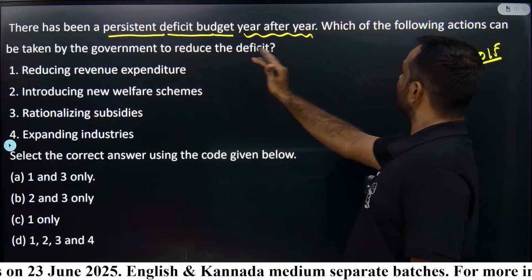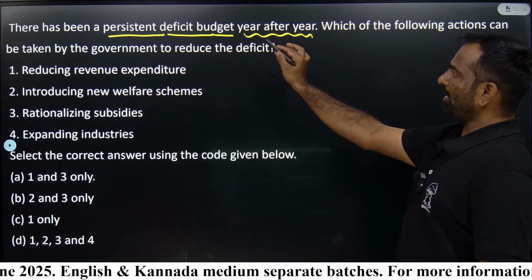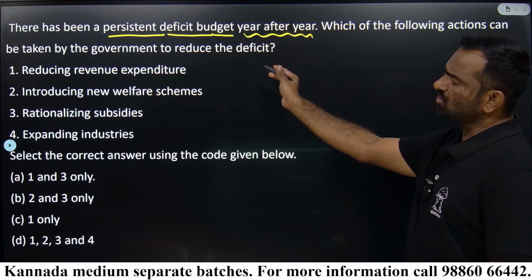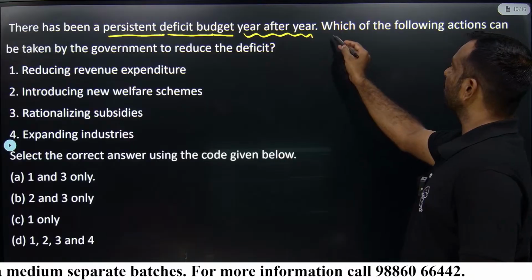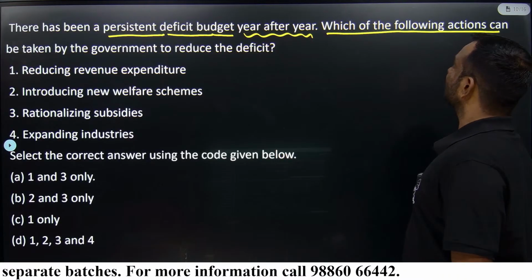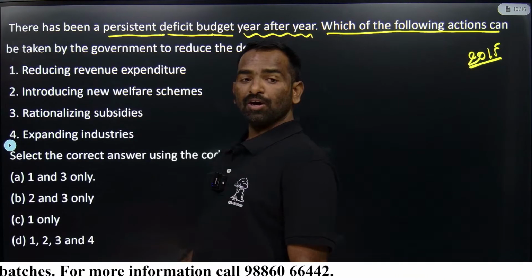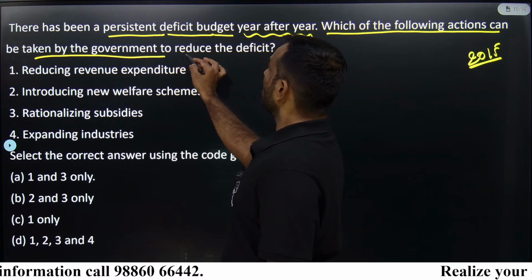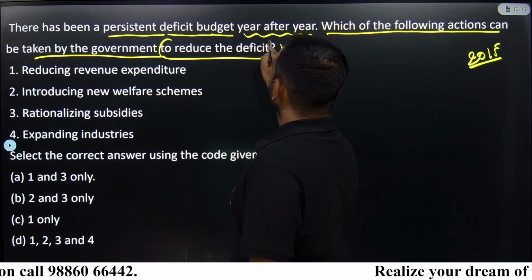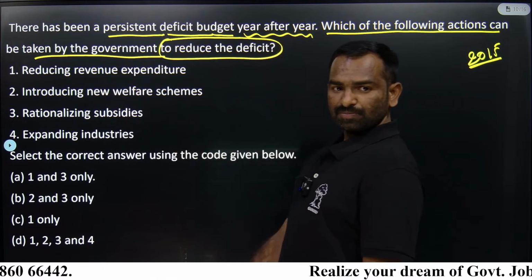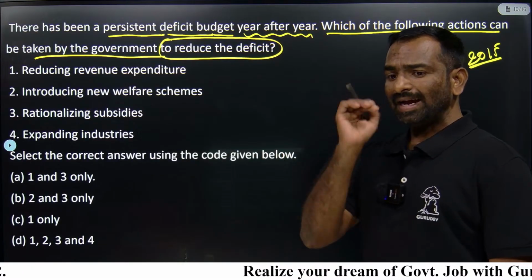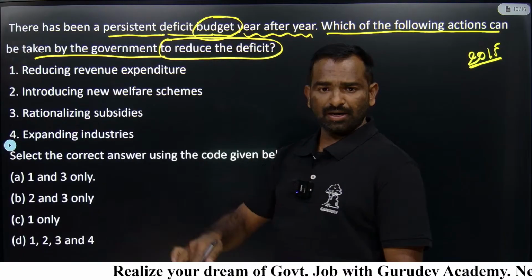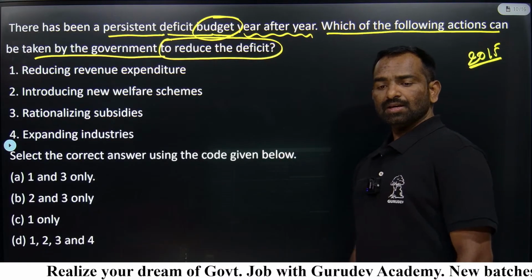There has been a persistent deficit budget year after year, continuously, right? Which of the following actions can be taken by the government of India to reduce the deficit? To reduce the deficit. Just first understand what a deficit budget is. As you people know very well, what is a budget?